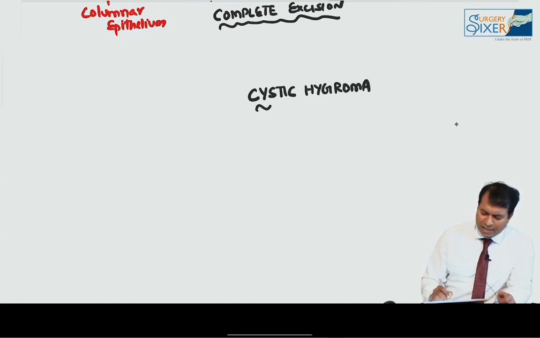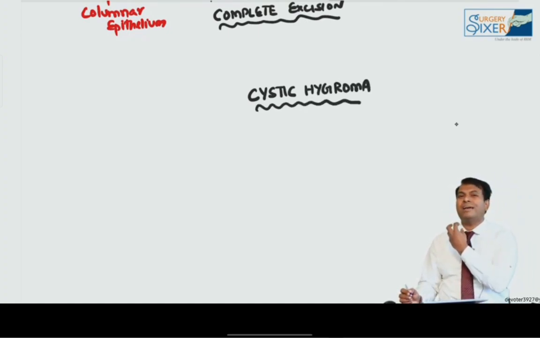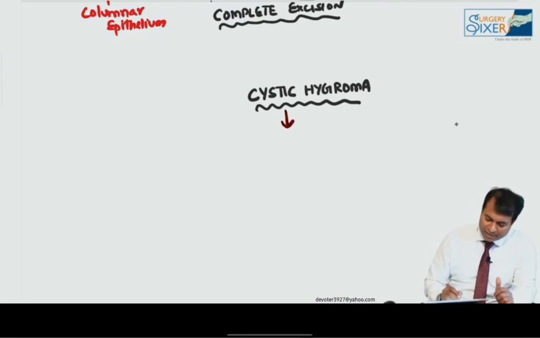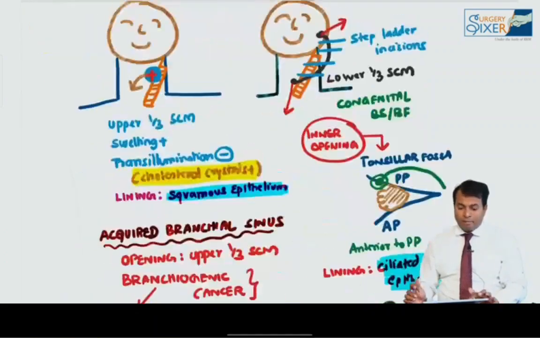Cystic hygroma is a swelling in the posterior triangle of neck. Branchial cyst is swelling in the carotid triangle. Cystic hygroma is a swelling in the posterior triangle of neck, and it is common in newborn. Please don't forget, it is common in newborn. What is the age group of this guy? Branchial cyst is most common in which age group?